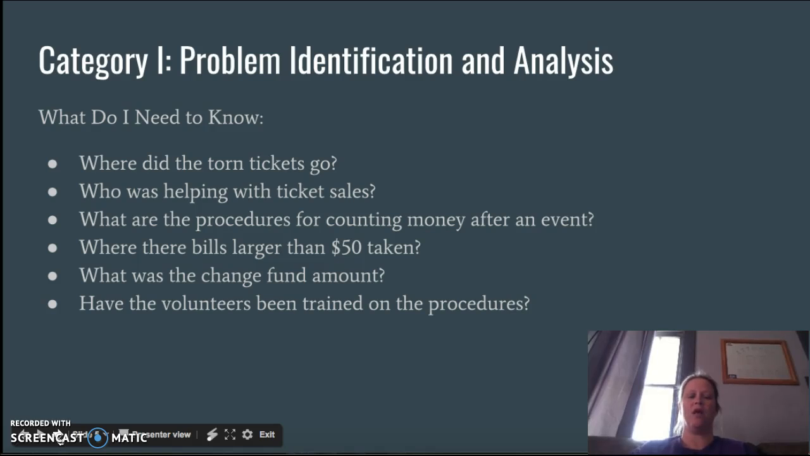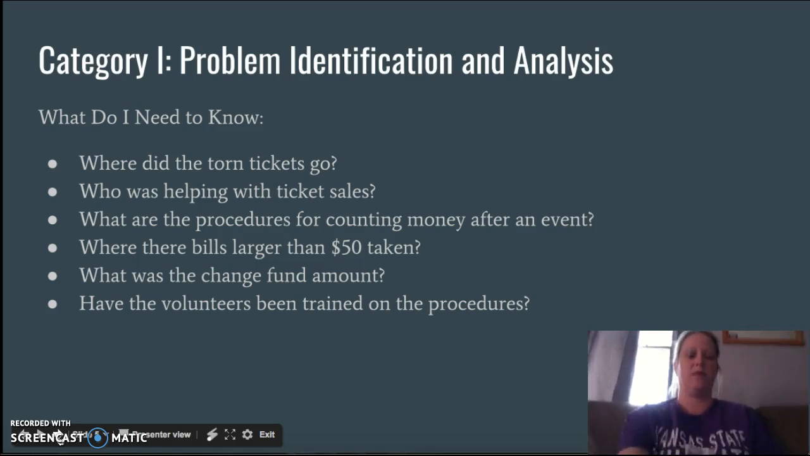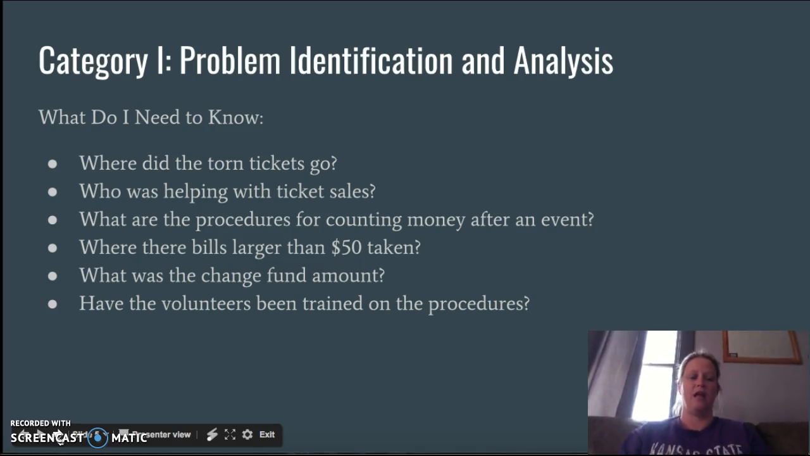What do I need to know? Where did the torn tickets go? When she noticed those tickets were torn, what did she do with them? Did she throw them away? Did she put them in a different container? Locating those torn tickets, I think, would be important. Who was helping with the ticket sales? If there were two people, who was the other person?